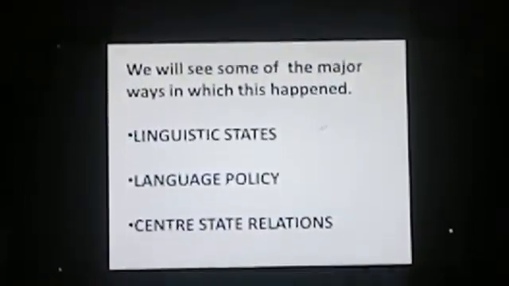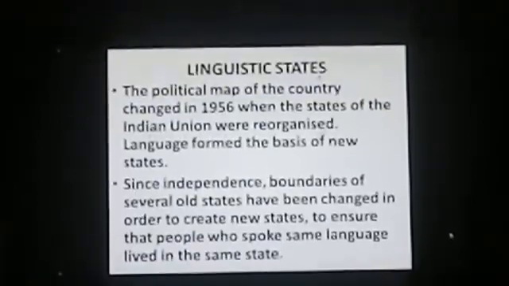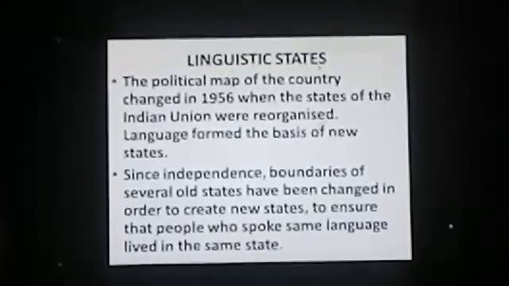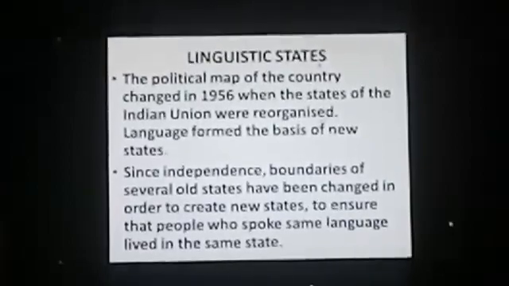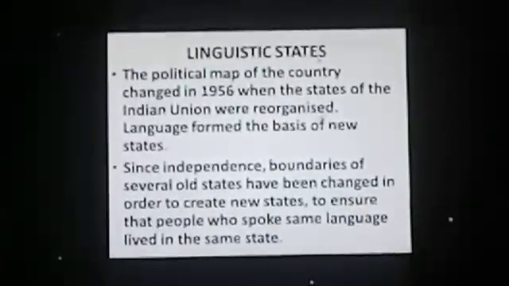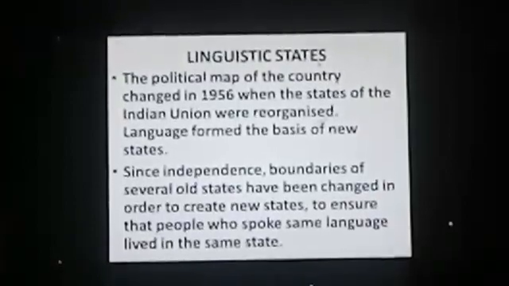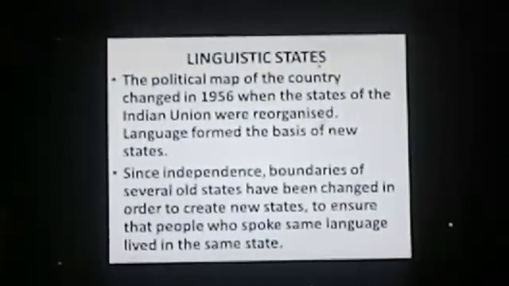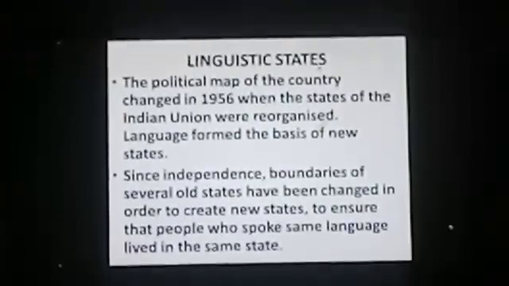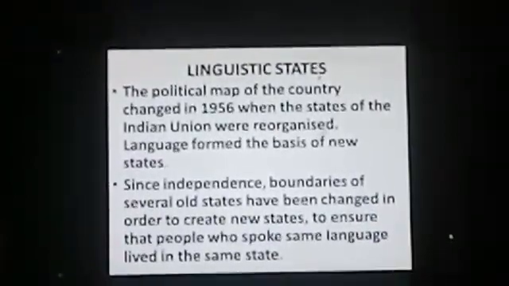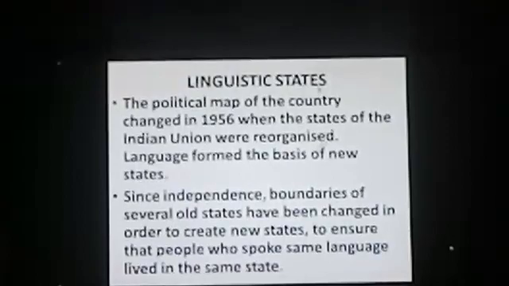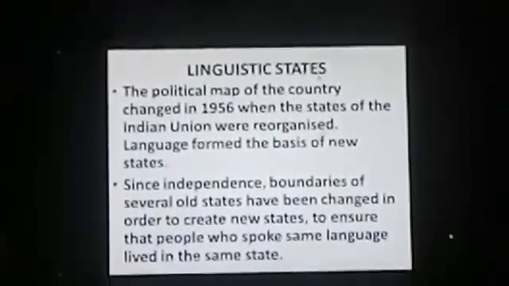Now first we talk about linguistic states. The political map of the country changed in 1956 when the states of the Indian Union were reorganized. Language formed the basis of new states. Since independence, boundaries of several old states have been changed in order to create new states, to ensure that people who spoke the same language lived in the same state. So if you see the map after independence, you will find that the states of the country are divided on the basis of languages.